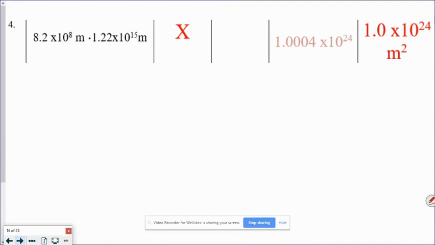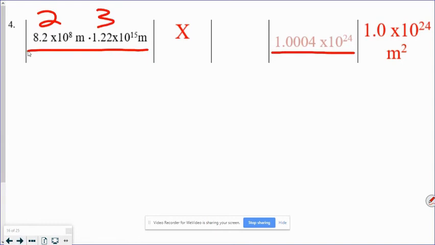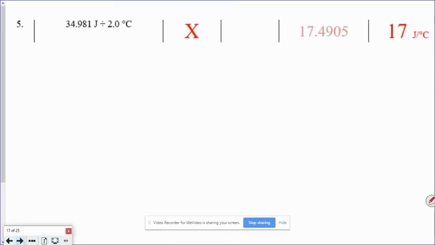So this is multiplication. I put the X in the correct spot. If you put this into your calculator correctly, this is what you in fact get. This is a 2 sig fig number. This is a 3 sig fig number, so I can only have 2 sig figs in my answer. Meters times meters gives you a label of meters squared.